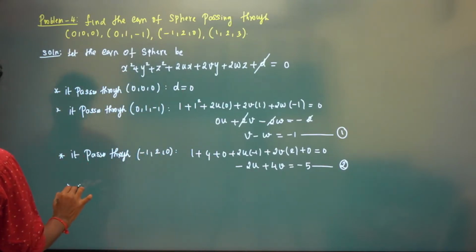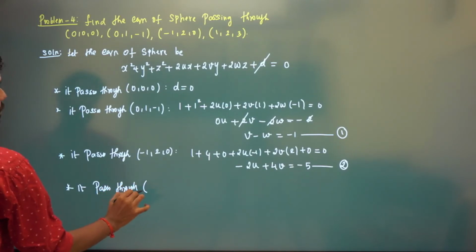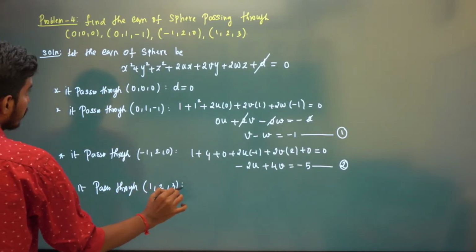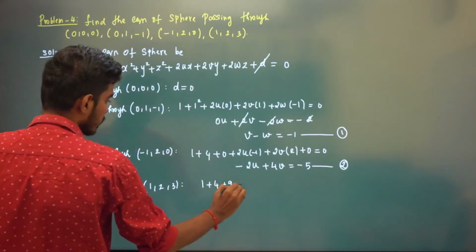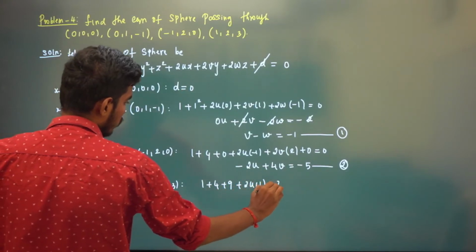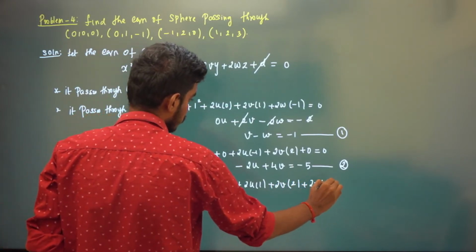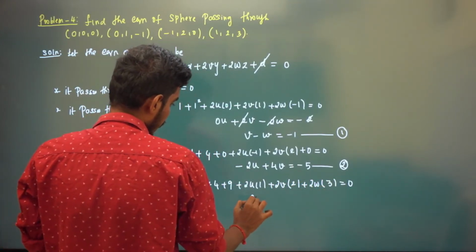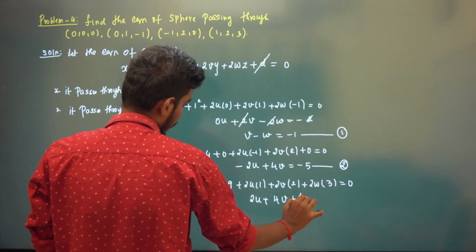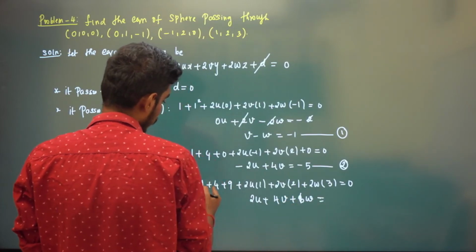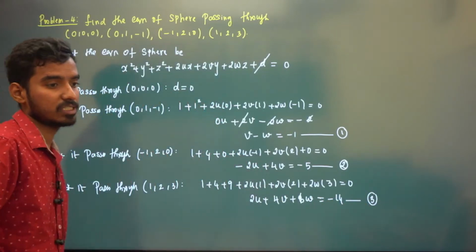And again it passes through (1, 2, 3). So x² + y² + z² + 2ux, so 2u into 1, 2vy + 2wz = 0. So we will have 2u + 4v + 6w = -14. That's it, right? So you have three equations and three unknowns.